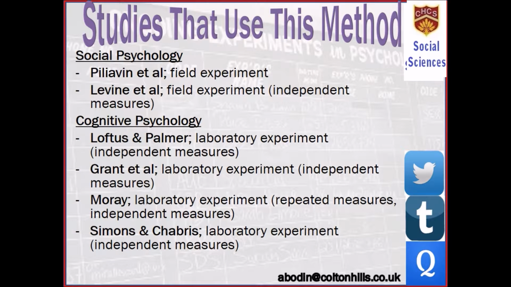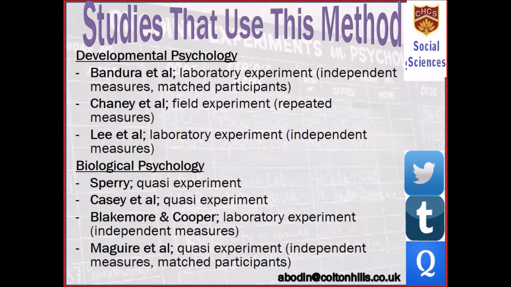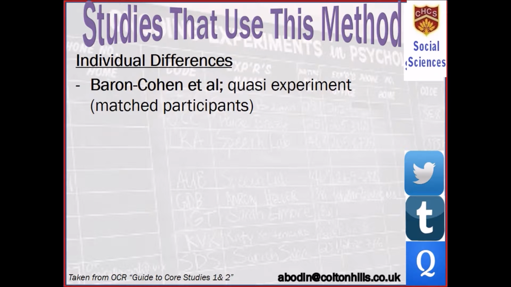These are some of the core studies that use experiments within their research. I've tried to put it as well where possible which experimental design has been used within each study, just to give you some sort of idea as to what it looks like in practice as well. All of these have been taken from the downloadable Guide to Core Studies 1 and 2 from the OCR website.